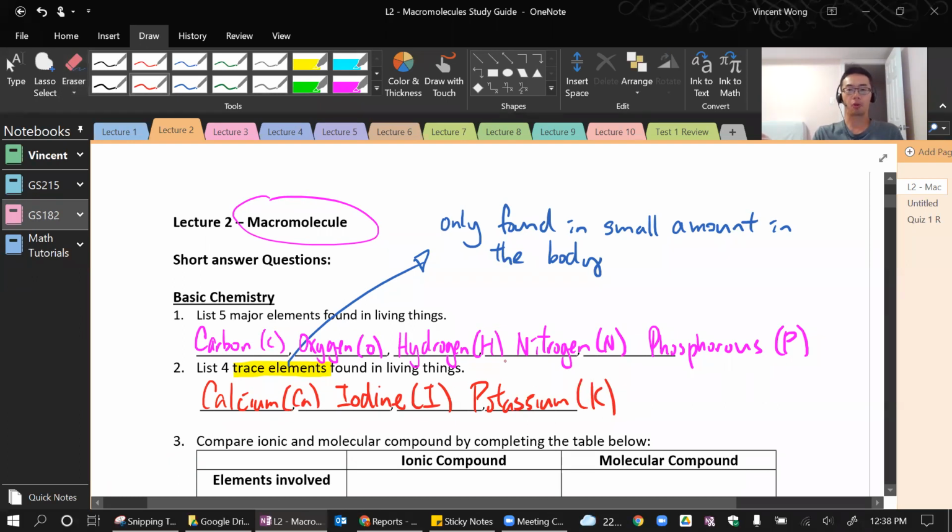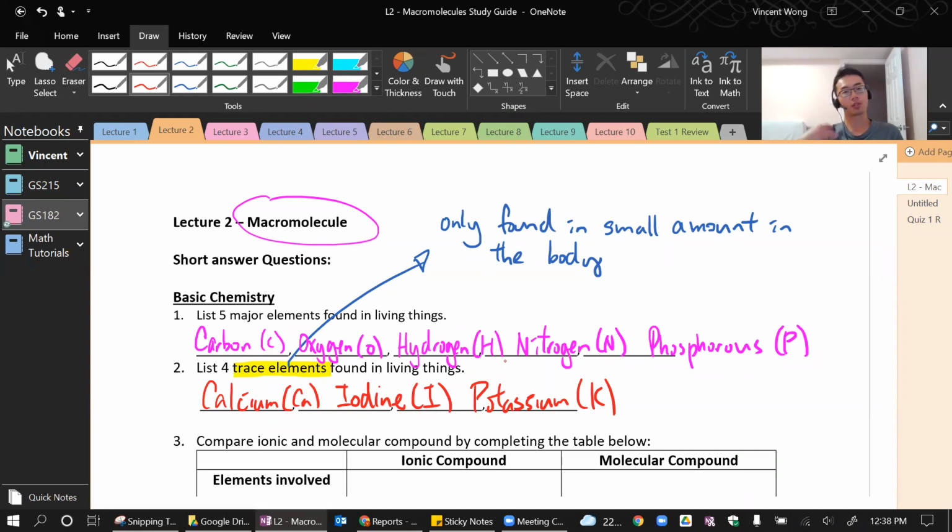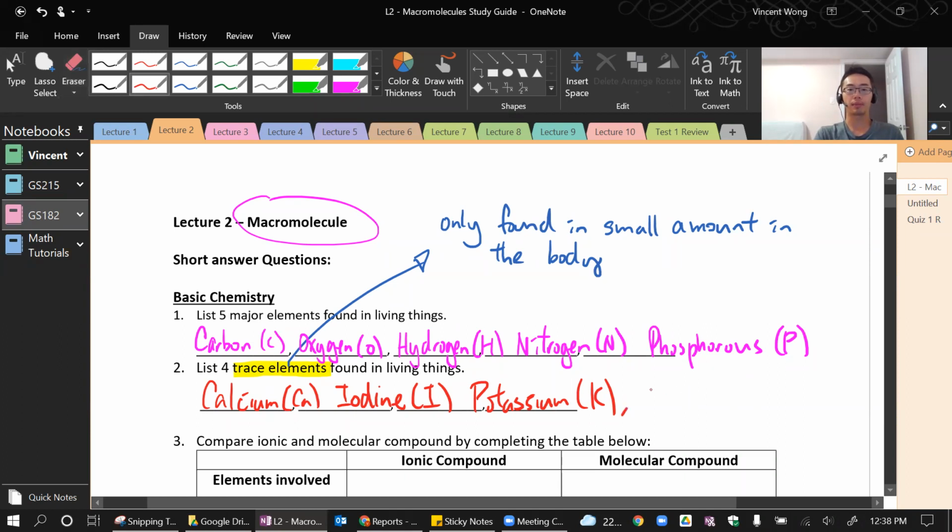You know those sports drinks that you drink after you exercise, right? Those have potassium in them because that's an important electrolyte, right? Okay, zinc definitely, and a bunch of other ones. Okay, so here are just like 4 examples.